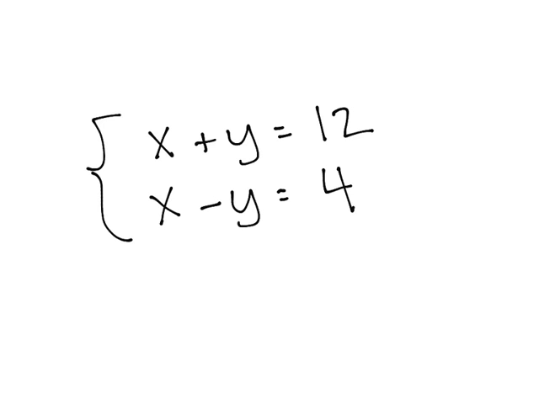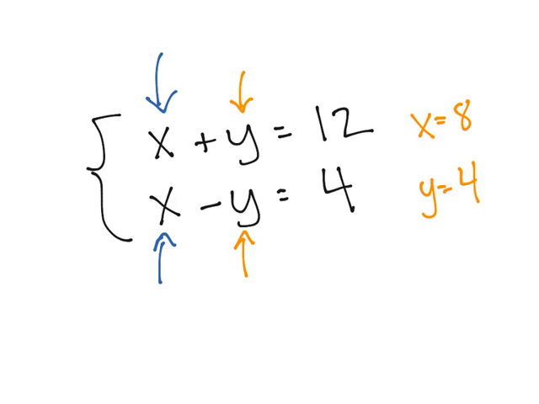The key to a system is to remember that the x's are the same value in both equations, and that the y's are the same value in both equations. In this particular problem, x has to equal 8 and y has to equal 4 for this to be true. Since we know that the x and y in both equations are the same, we know that they are equal to each other in both equations. And this is what we'll use to solve using substitution. We're recognizing that the variables are equal.